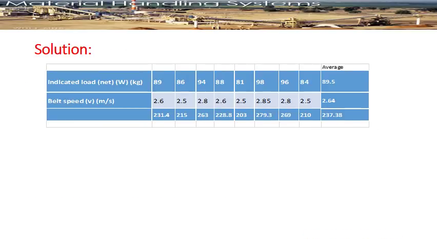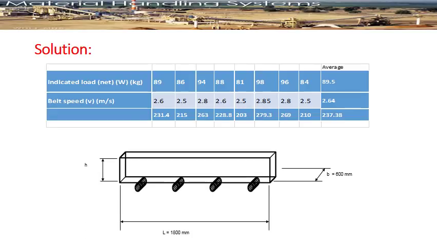So the first stage is to get the average values for both. Well, just ignore the lower row. It's not required. We found that 89.5 kilograms is the indicated load average, and the belt speed average is going to be 2.64 meters per second. And this is the description of the diagram we're looking for.